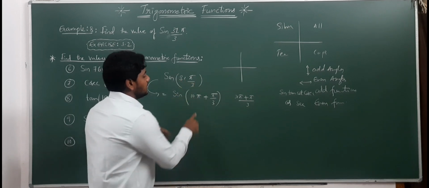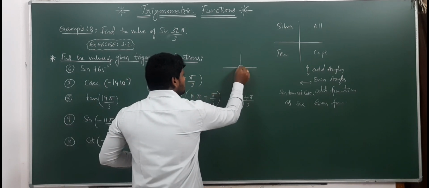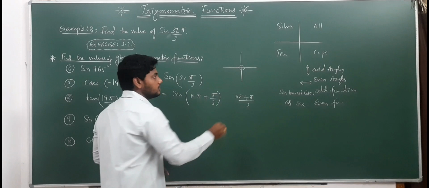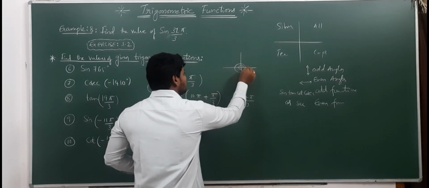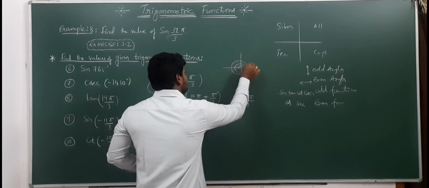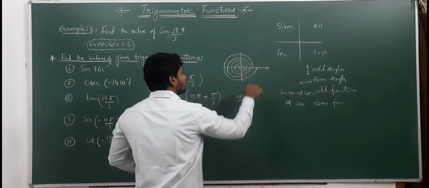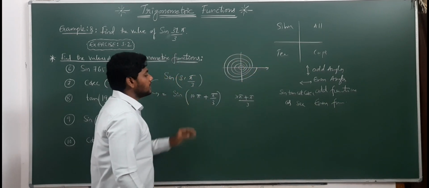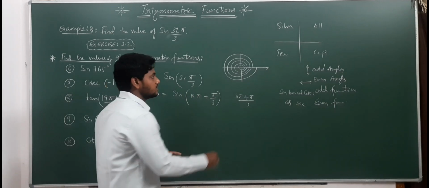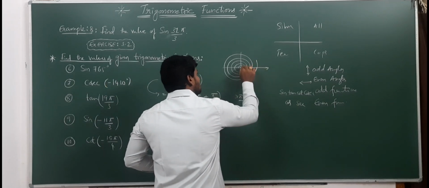Since 10 pi plus 10 pi means one revolution, it is 2 pi, as we know that. Next, 2 pi plus 2 pi is 4 pi, 6 pi, 8 pi. Next it is 10 pi, right? 10 pi plus pi by 3. What is pi by 3? 60 degrees. 10 pi plus pi by 3.